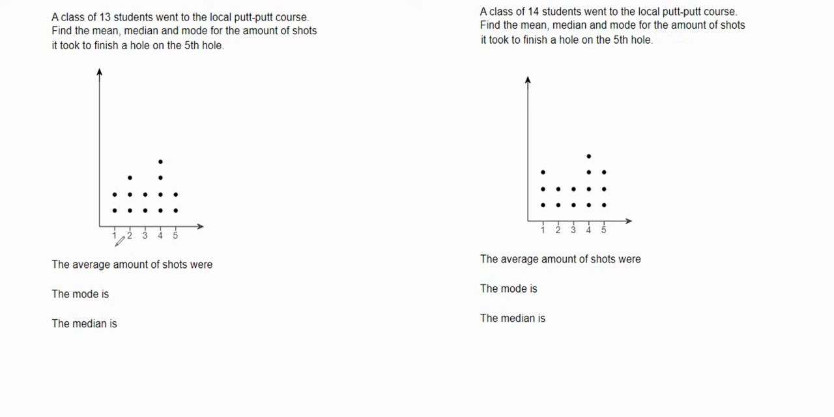So we're going to look at a couple of line plots. All this does is it tells us how often a number came up. So the first question is 13 students went to a putt-putt course, and we're tallying how many shots it took them to finish the 5th hole.